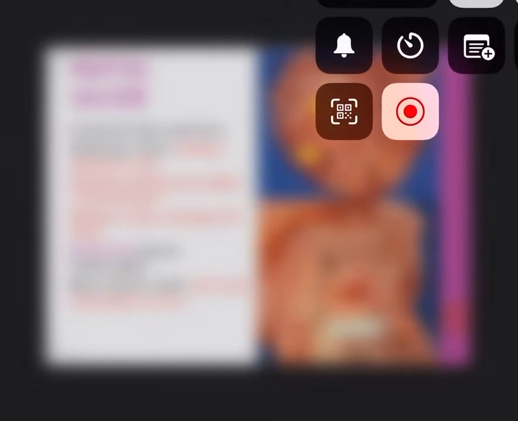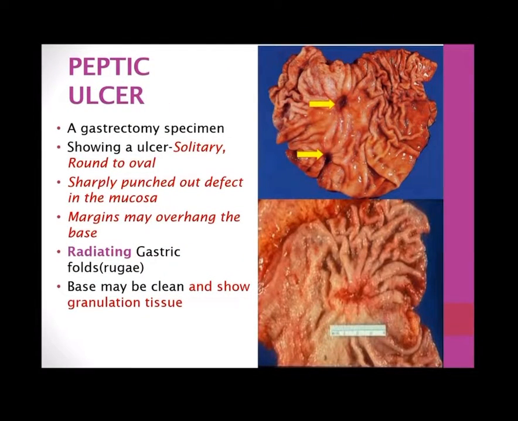The first important specimen is that of peptic ulcer. So peptic ulcer, it is commonly seen in the stomach and duodenum, first part. So how do we describe this specimen? So this is a gastrectomy specimen. We can identify the stomach by these gastric rugae, and it is showing a round to oval shaped ulcer which is sharply punched out defect in the gastric mucosa, and the margins are seen overhanging the base.